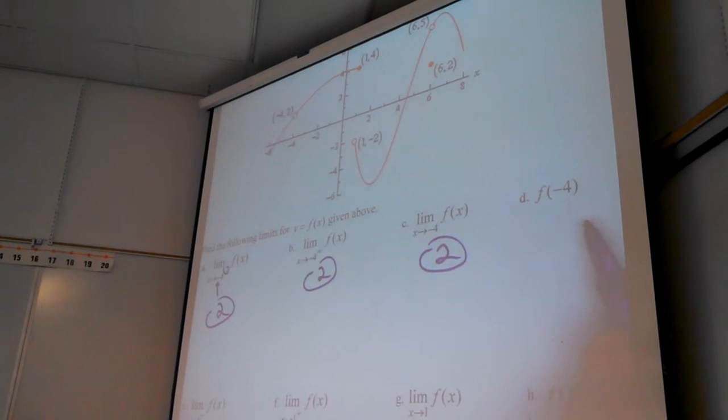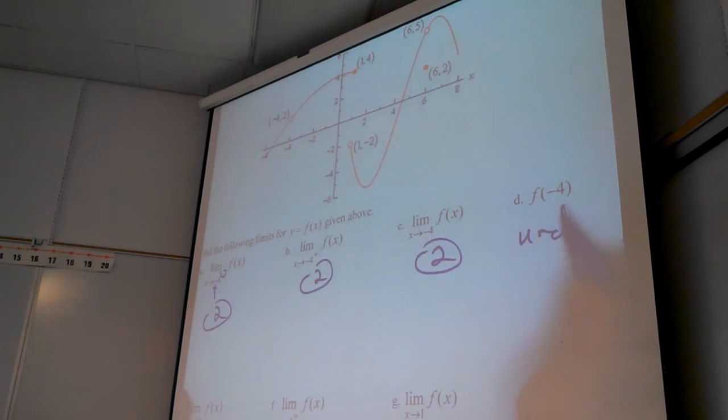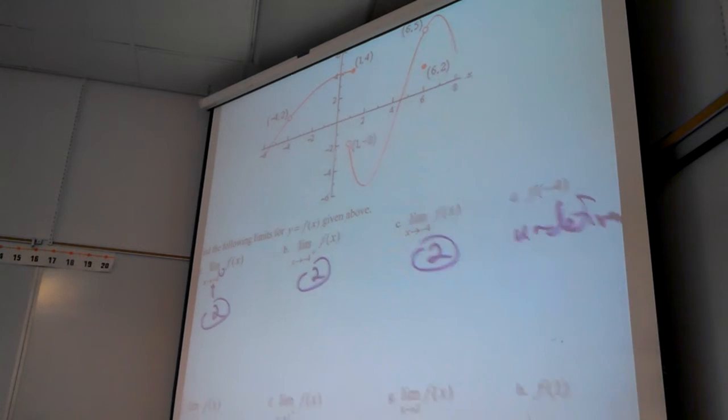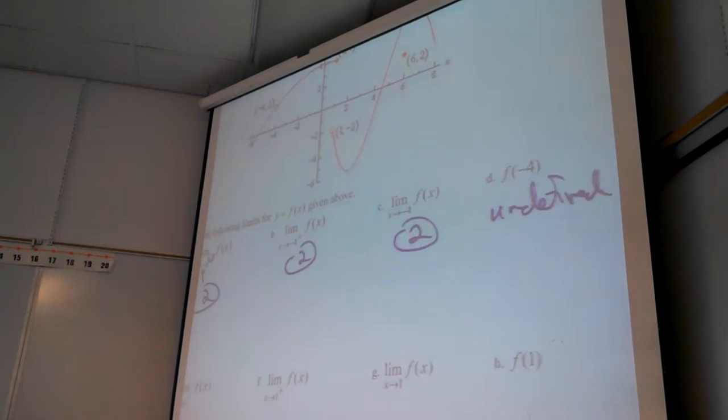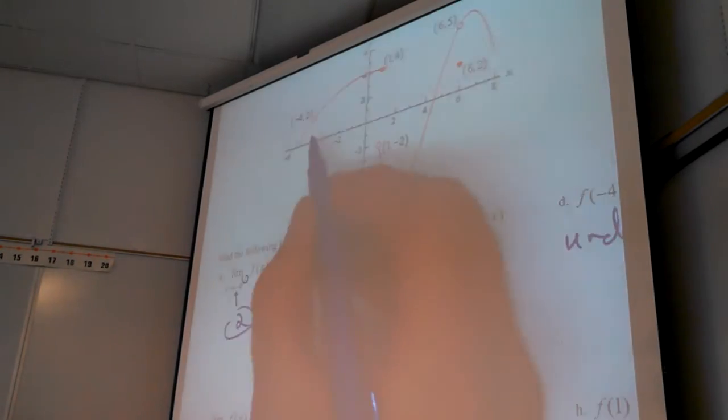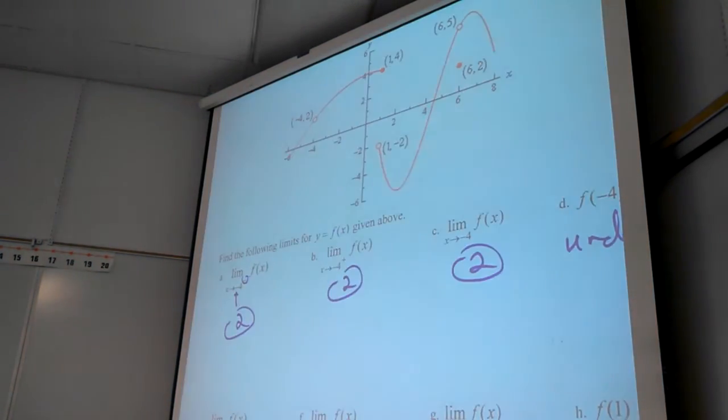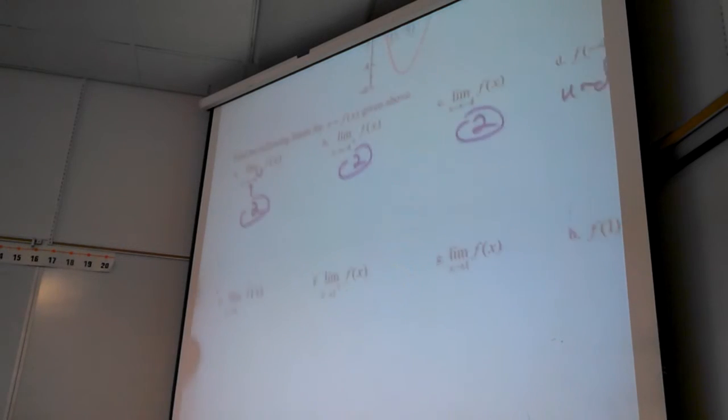Now, what is f of -4? Undefined. I like it. Not just because that's an open circle, but because there's no closed circle anywhere that I can see.